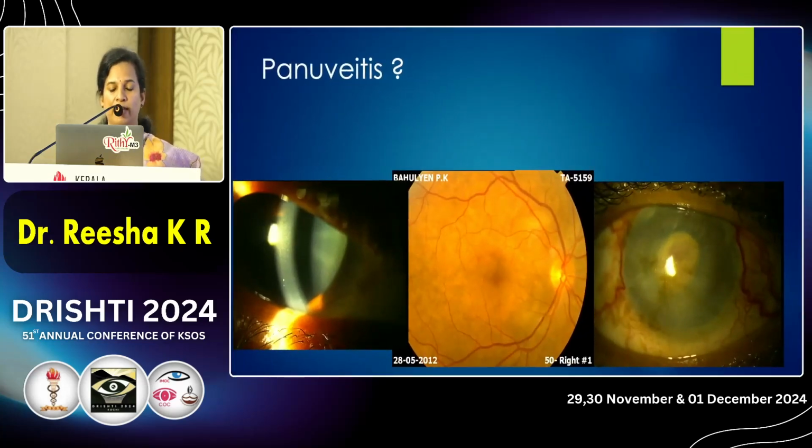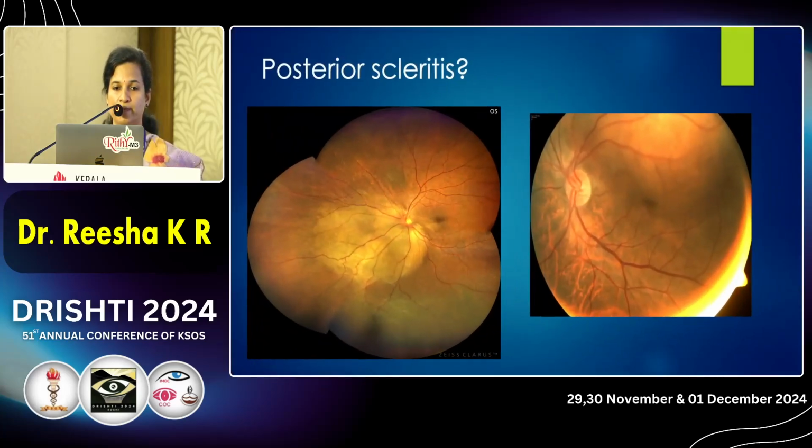Again, one eye involved with pan-uveitis. Look at the other eye, which shows a history of old trauma. So it's a case of sympathetic ophthalmia.